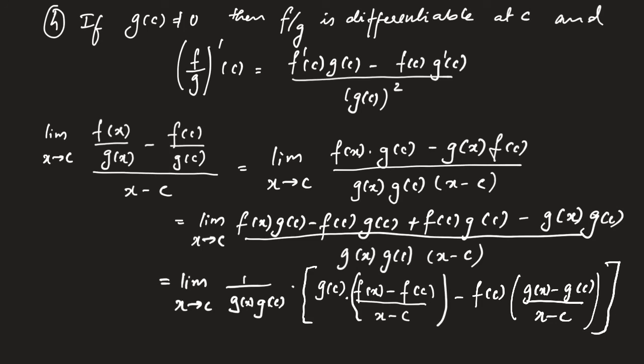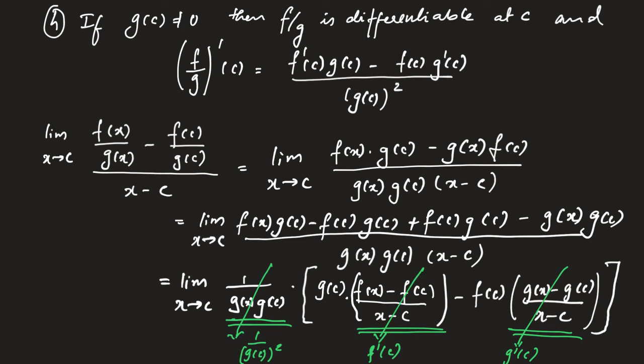Finally, notice that this limit exists, like limit of x tends to c of 1 by g of x into g of c exists because g is continuous. This limit exists because f is differentiable, and this limit exists because g is differentiable. So just like what we did earlier, we can use the limit theorems to separate these limits. We can take the limit of each of these independent terms, and this converges to 1 by g of c the whole squared, this converges to f dash of c, and this converges to g dash of c.